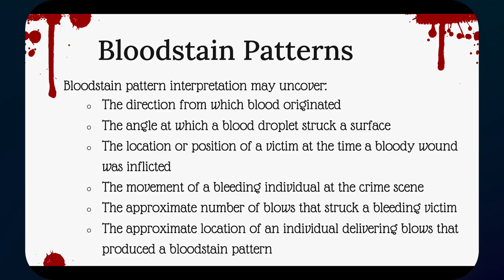Here's a list of the things that bloodstain pattern interpretation can uncover for us. The direction the blood originated from, the angle that it struck the surface, the location or position of the victim, the movement of a bleeding individual, approximate number of blows, the approximate location of the individual delivering the blows. So there's a lot of information that we can get from bloodstain patterns.